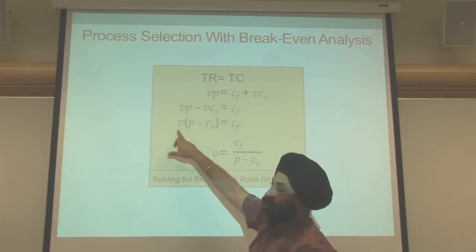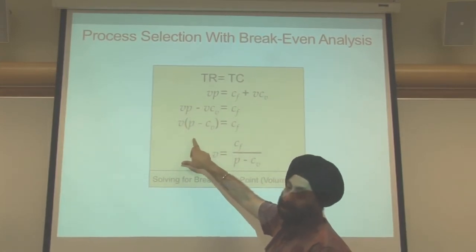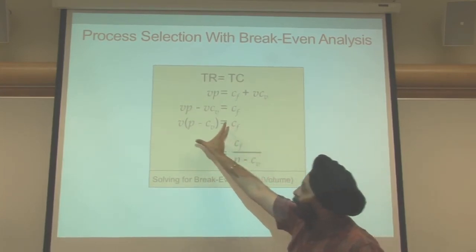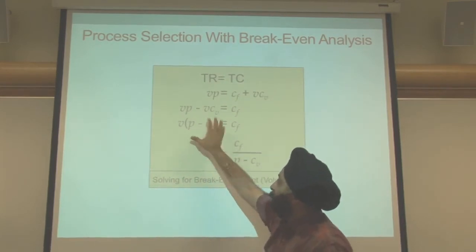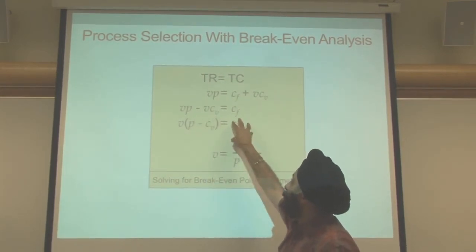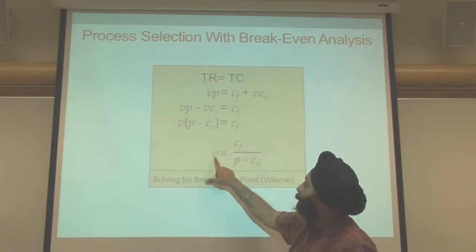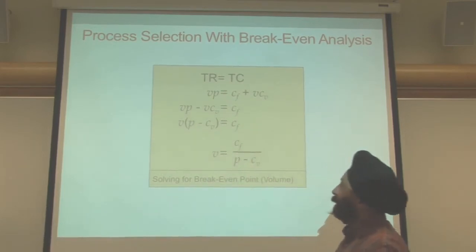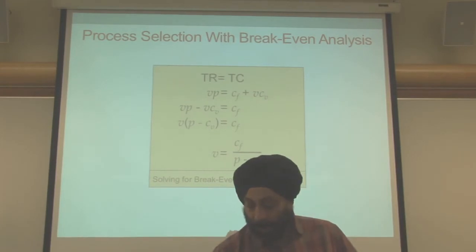And in this case, take the V common out. So V and in parentheses P minus CV will give you CF. And take this, divide both sides by P minus CV. So that goes away and it is divided from this side. So this is the break-even formula, which is break-even quantity V equals CF divided by P minus CV. So this is what is used to solve the break-even volume.